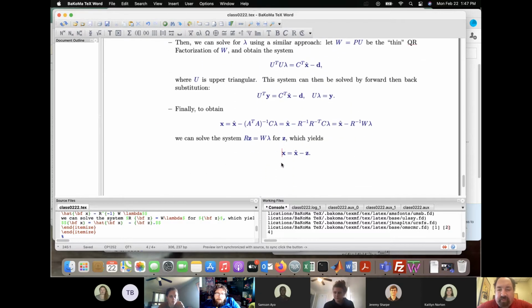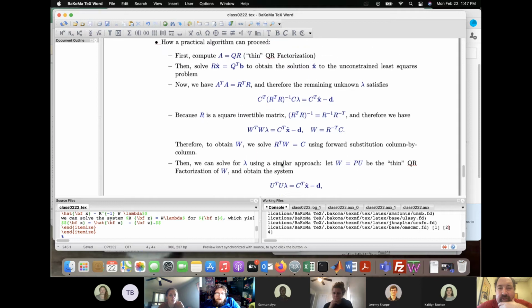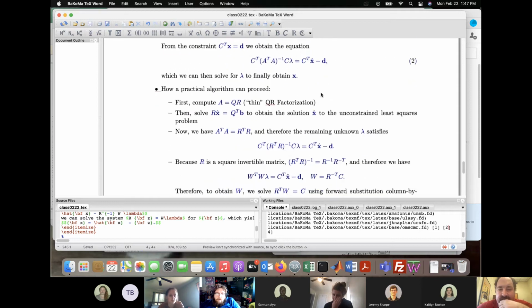And this is the disconnect between theoretical and numerical linear algebra classes. A theoretical linear algebra class would probably stop here. It's like, oh, here's the answer.